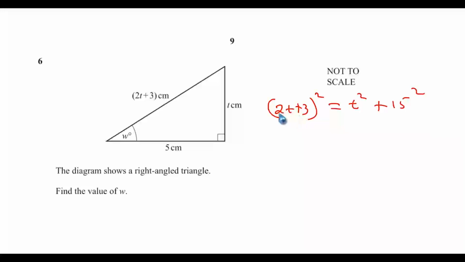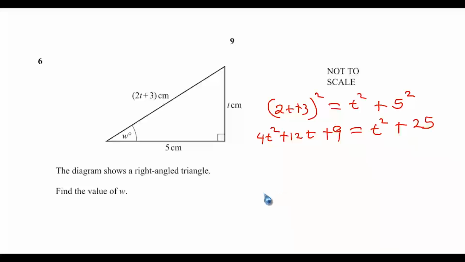If you expand this, that is 2t squared, that will be 4t squared. Then 2t times 3, that will be 6t times 2, that will be 12t. Okay, then add 3 squared, that will be 9. So that is the shortcut to this expansion. So because t squared add 15 squared will give you, this should be 5 squared, not 15 squared. So 5 squared will give you 25. So this will be 25.